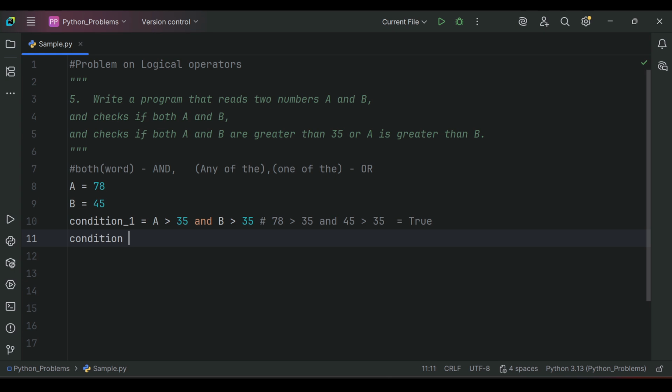Next, condition 2. What is he asking? a is greater than b. Now check this. Here a is equal to 78, which is greater than 45. This is also true. See, what is the result of the first condition? It's true. And what is the result of the second condition? This is also true. Now we will prepare the final condition.